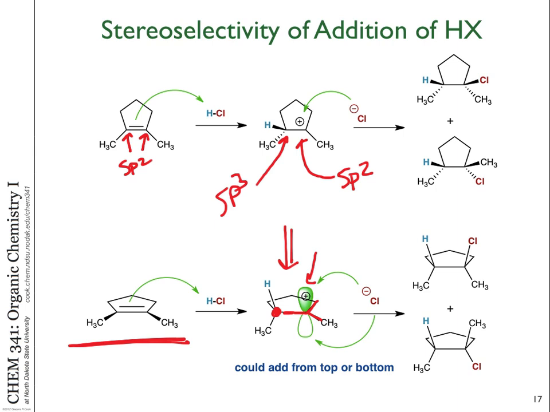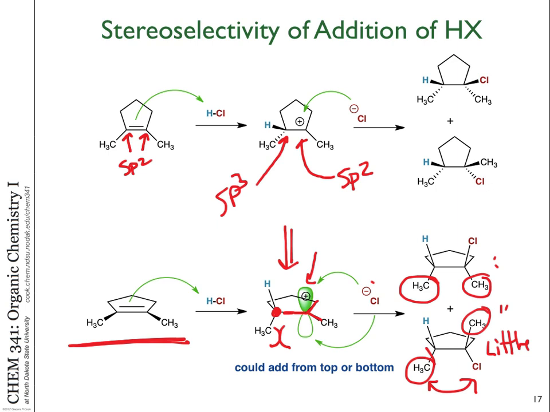It's flat. The chloride actually could add on either side equally. Although this is a little bit more sterically crowded, so maybe you'll get a little less of this one, where the chlorine is on the same side as the methyl group over here, and a little more of this one. But notice that these are two different stereoisomers, one where the CH3 groups are on the same side and one where the CH3 groups are on opposite sides. So you have the cis and the trans.